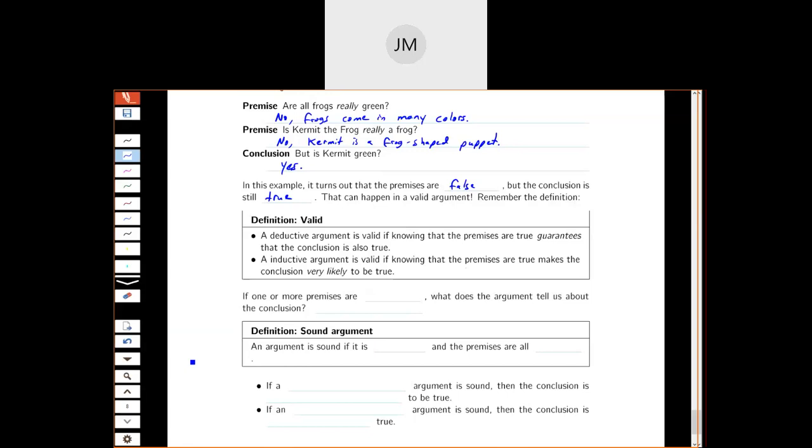It's similar with inductive, except we're not guaranteed anything. So if one or more of the premises are false, then the argument doesn't tell us anything about the conclusion.